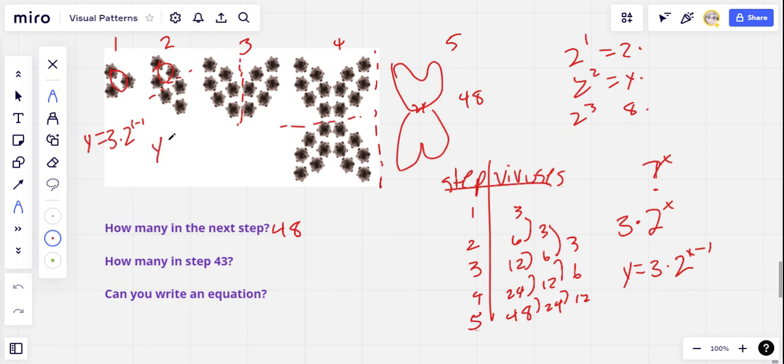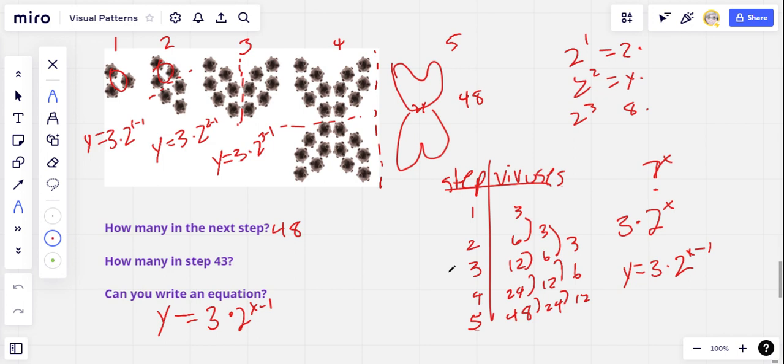If we try that in step 2, that would be 3 times 2 to the 2 minus 1 power. That'd be 2 to the first power. That's 2 times 3 is 6, and that's how many we have there. And try one more, 3 times 2 to the 3 minus 1 for step 3. 3 minus 1 is 2, 2 squared is 4, times 3 is 12. Yeah, that's how many we have. So we actually have to adjust the exponent by subtracting 1 from our step number there. So this equation, you can test it with steps 4 and 5 if you like, but it is going to work. It's y equals 3 times 2 to the x minus 1 power.